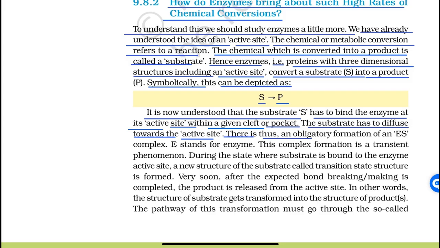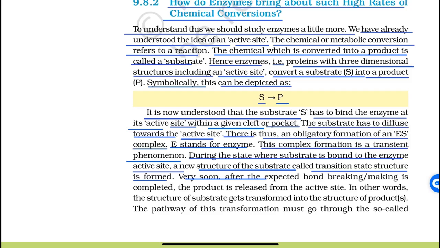There is thus the obligatory formation of ES complex. E stands for enzyme. This complex formation is a transient phenomenon. During the state where substrate is bound to the enzyme active site, a new structure of the substrate called transition state structure is formed. Very soon after the expected bond breaking or making is completed, the product is released from the active site. In other words, the structure of substrate gets transformed into the structure of products.